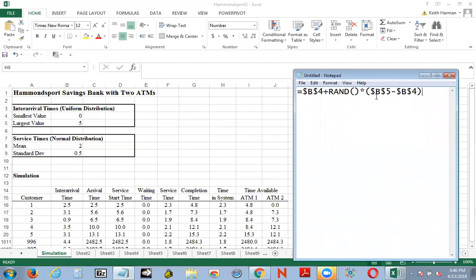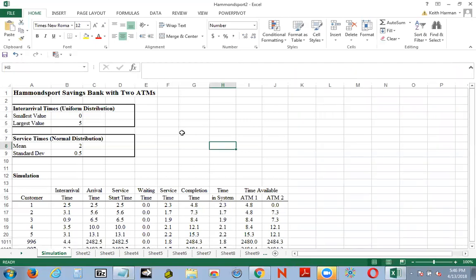Now, as we go through the iterations here, you'll notice something. Let's look here at customer number 2. Customer number 2 comes, and their enter arrival time is 3.1. Their arrival time is 5.6. Their service start time, excuse me, is 5.6. Their service time is 1.7, so they're completed in 7.3 minutes. The time in the system, consequently, is 1.7.